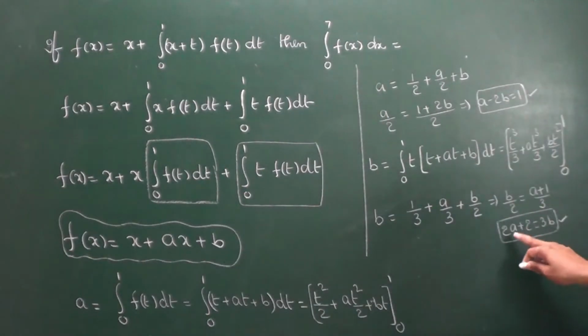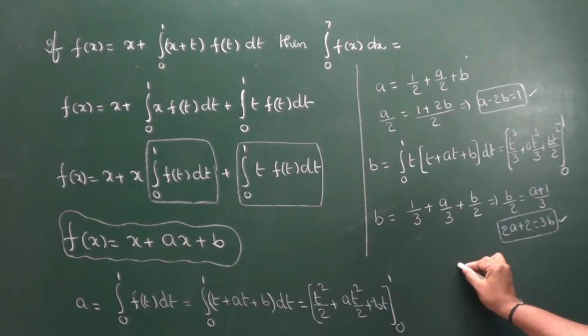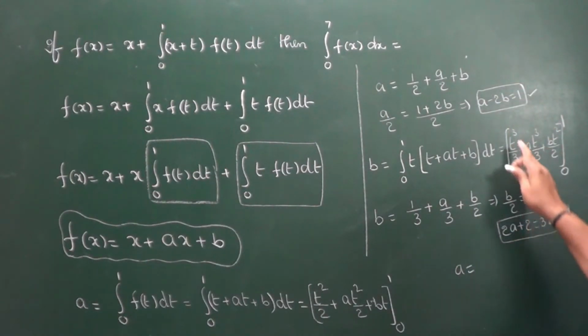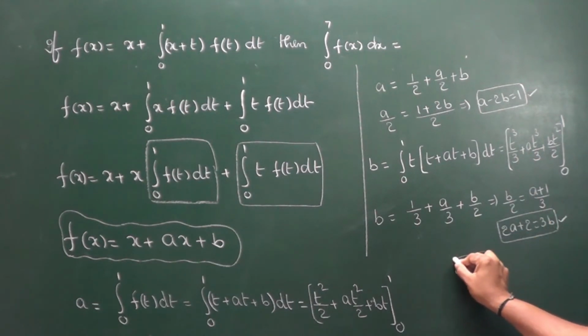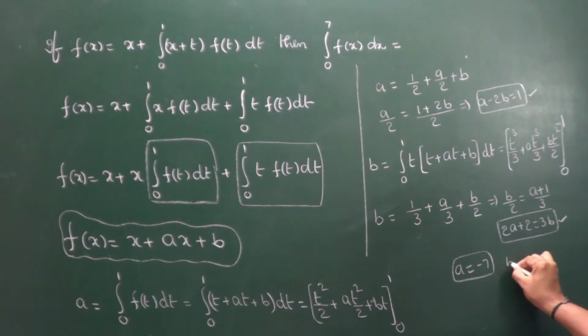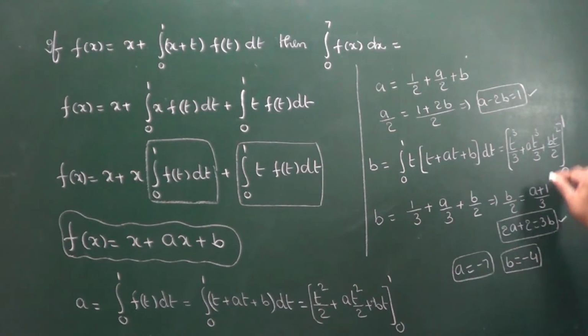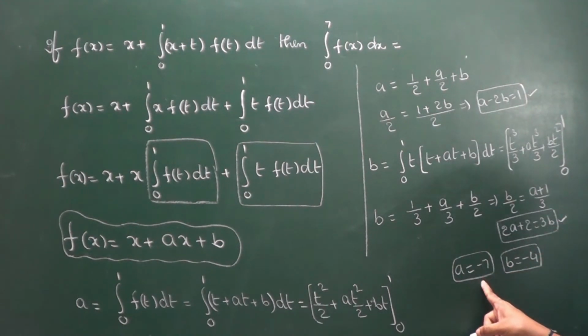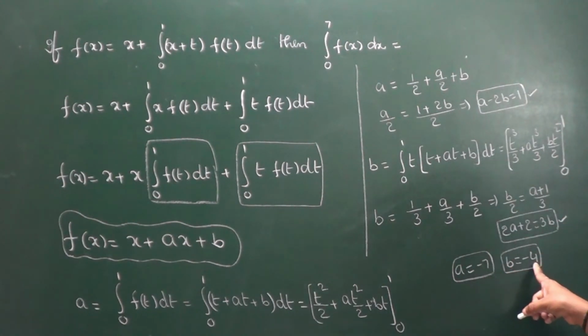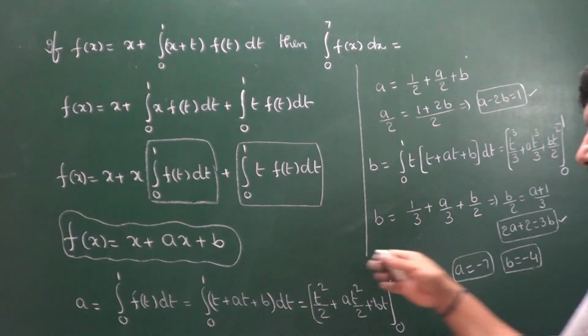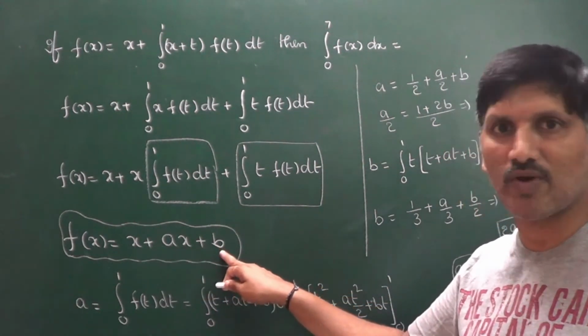So here 2a value substitute there, you will get the value of a is equal to minus 7 and the value of b is equal to minus 4. Solve these two equations, we will get the value of a is equal to minus 7 and the value of b is equal to minus 4. Okay, we got the value of a and we got the value of b.